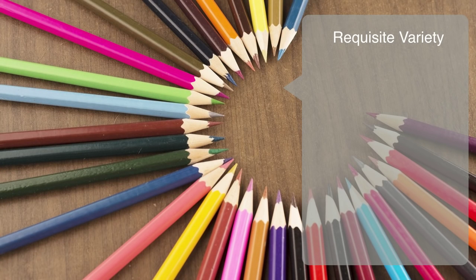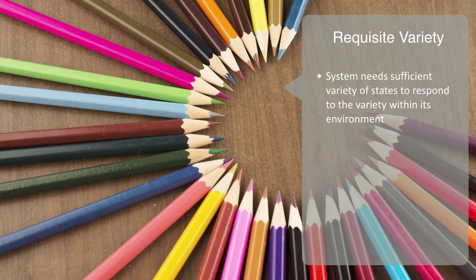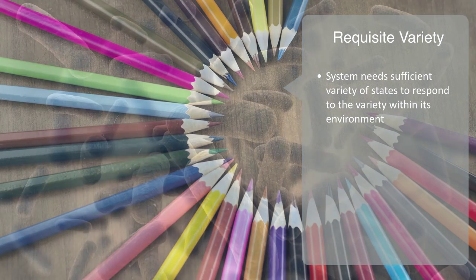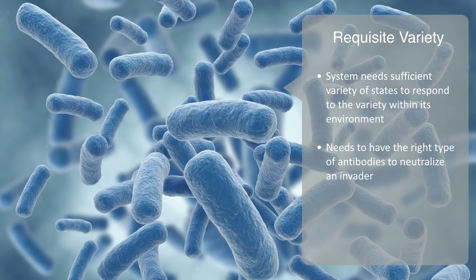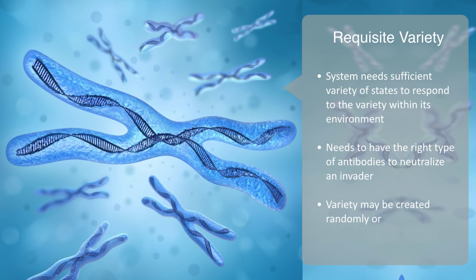Secondly, the system needs to maintain a certain level of variety from which it can select the appropriate response given any environmental change. This is the so-called law of requisite variety: that a system needs sufficient variety of states to respond to the variety within its environment. For example, the human immune system needs to have the right type of antibodies to neutralize an invader. The immune system does this by simply producing an astronomical variety of different antibody shapes so that it will have the appropriate response when needed. In general, this requisite variety may be created by randomness, as in the random deformation of DNA, or cross-mixing such as sexual reproduction, but also may be purposefully generated, as would be the case for an R&D lab.